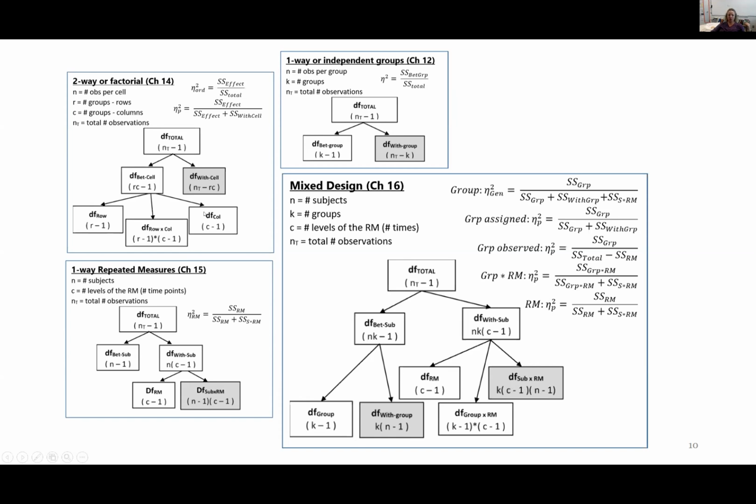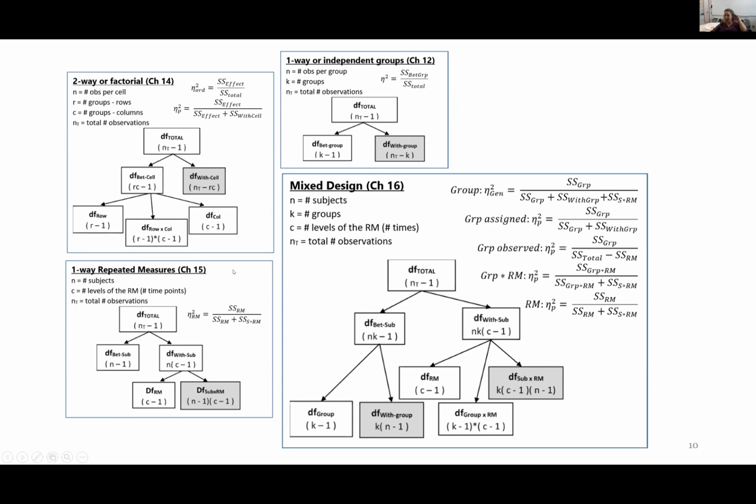Now I've got grayed out boxes here. The grayed out boxes are the denominators. If we look at the one-way ANOVA, how many F tests did we have? We had one F test. It was the groups, and what was the denominator? Within groups. The gray box is the denominator. When we did a two-way ANOVA, we did rows, columns, and their interaction. Those were the three numerators. And what was the denominator? The within cell, this gray box.